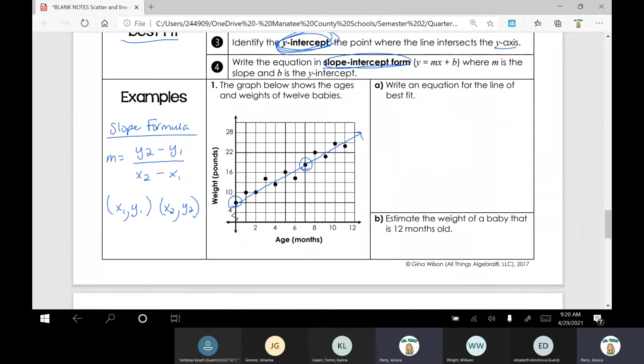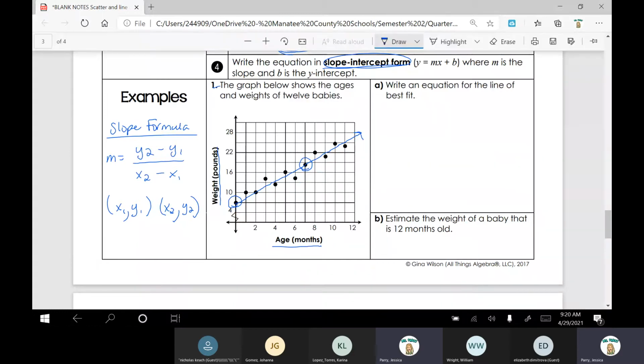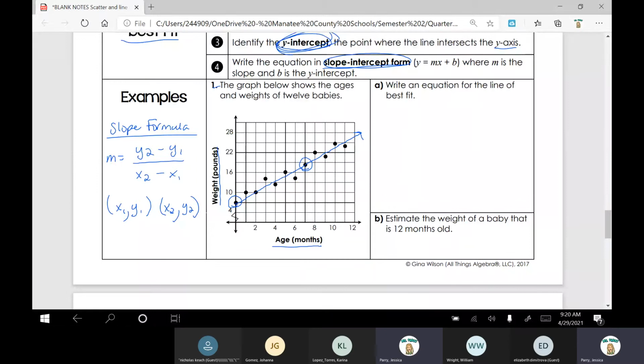Okay. So we've got number 1, our first example. The graph below shows the ages and weights of 12 babies. So we've got our age and weight. I actually went ahead and drew my line of best fit. We know this is a positive correlation. It's going up. And when you draw your line, just like I said before, try your best to put it as close to the middle as possible. So we're all going to have some different answers here, but they should all pretty much look like this.